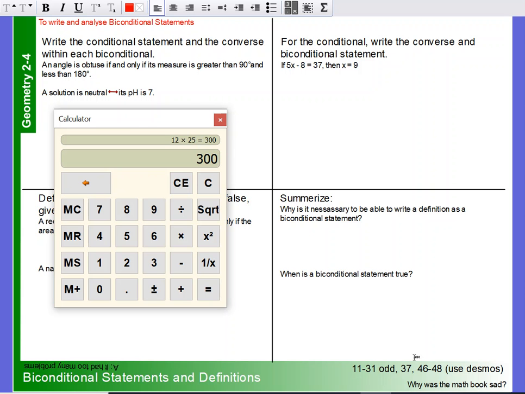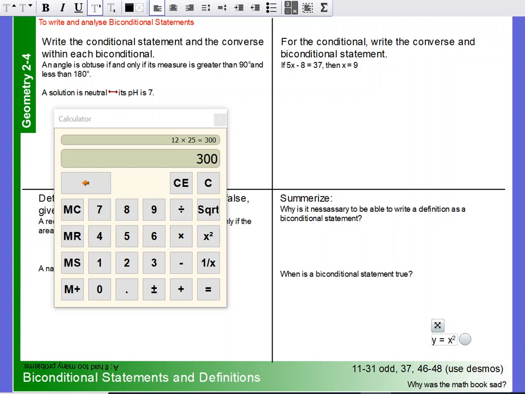All right, so here's what we have for your book work. We have 11 through 31 odd, and 37 and 46 through 48. Now on these, this is not something we did a whole lot of last year. This has to do with parent functions and moving a graph along a grid. So feel free to use Desmos, and please remember the parent function for a quadratic is simply y equals x squared.